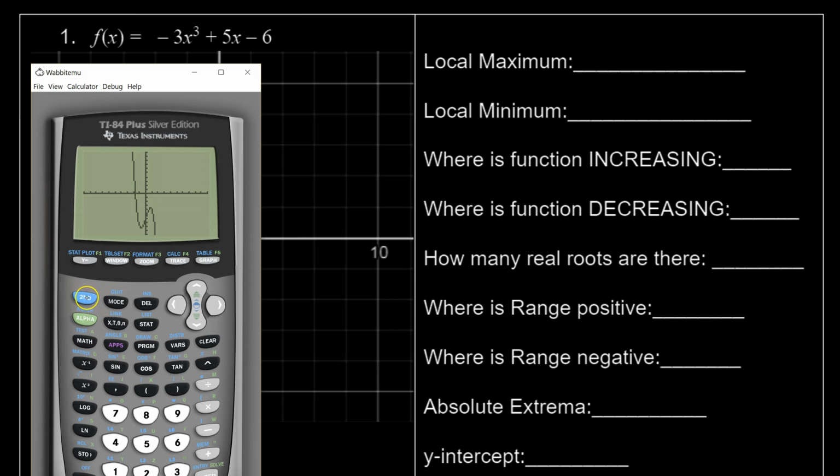Okay, so you press second, calc, which is the trace button. And then look, it says maximum, minimum. So we're looking for our maximum first. So go to 4 and press enter. And then it says left bound. What do you think that means?